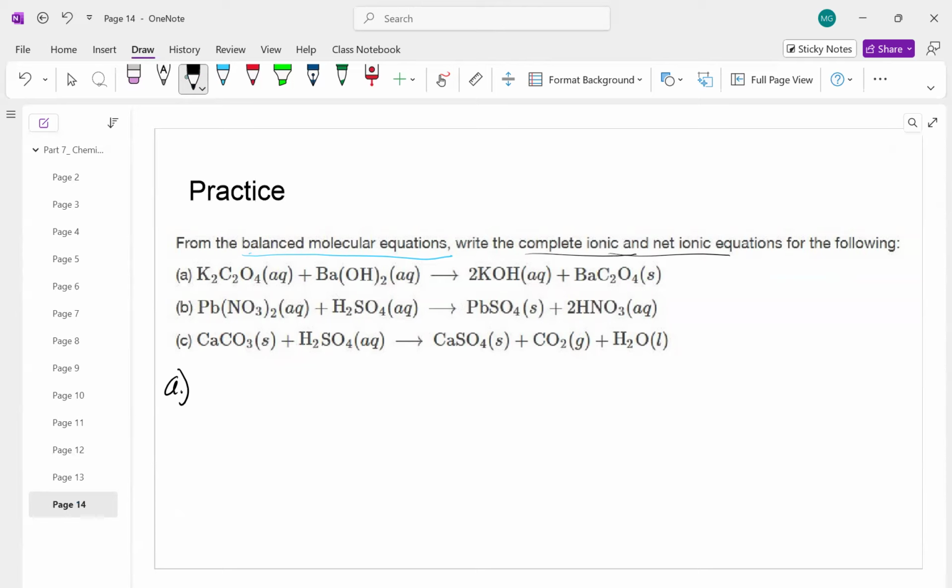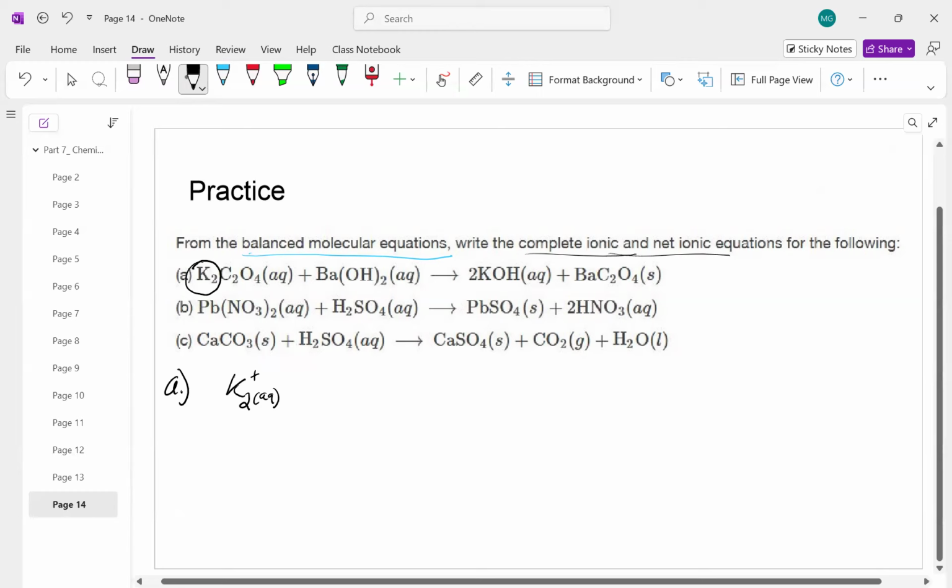For the complete ionic equation for letter A, we're going to split this first aqueous solution into potassium ions. Now I want to start off right off the bat with something important. Notice how many potassium ions we have here. I'm not going to write K2 plus. That doesn't exist.